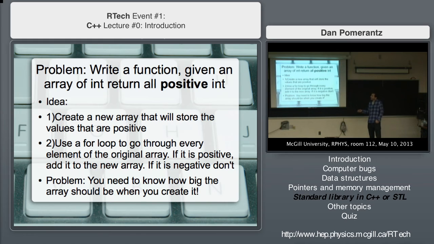So another idea, which is a little bit better, is that instead of making a new array that was bigger, you could have two loops in your function. In the first loop, you just count how many positive values you have.